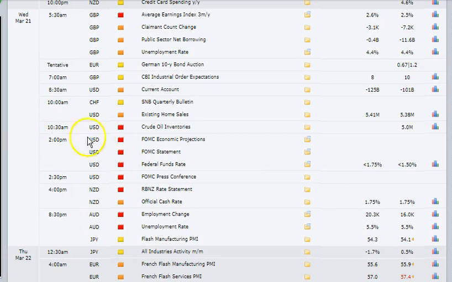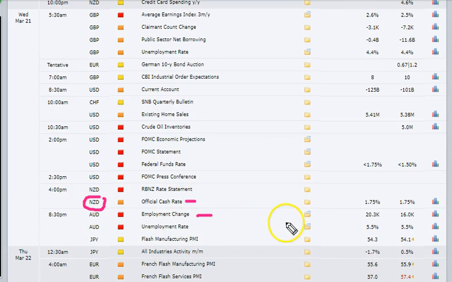So if you do any trading at that time of day in your local time zone, beware that the markets could be very volatile. Then at 4 o'clock that same day on Wednesday, see right up here, Wednesday, March the 21st, we've got the New Zealand official cash rate, and it's expected that their interest rate will stay the same. So we've also got 8:30 in the evening, and this is huge, the employment change.